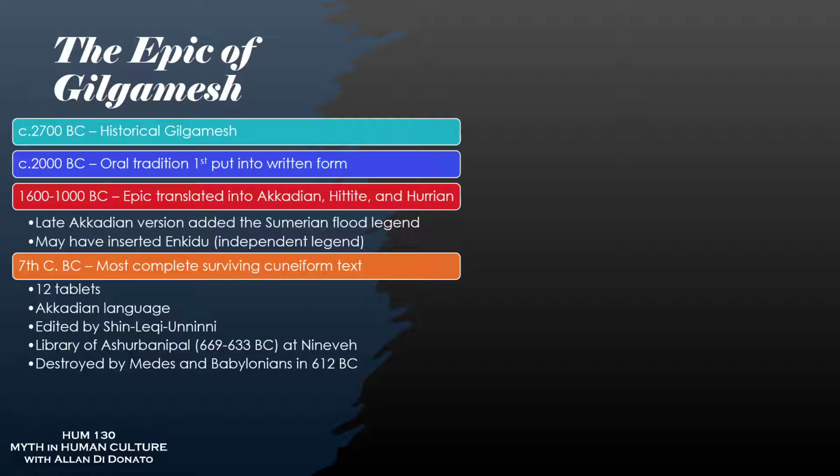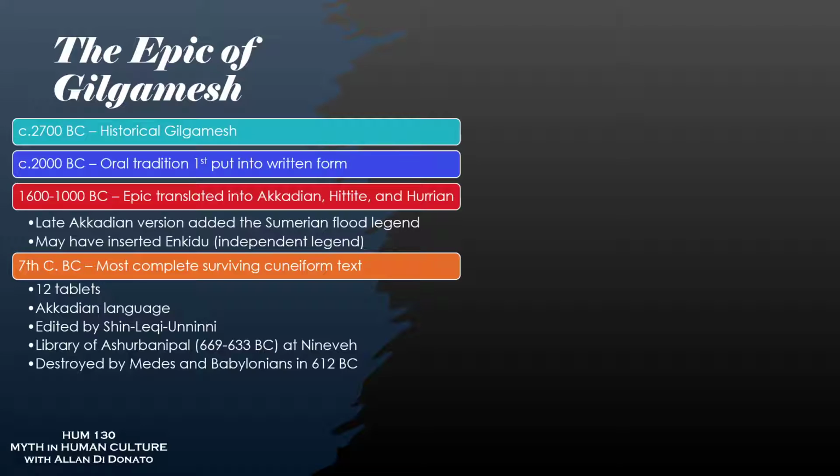Anyways, 7th century BC, as our most complete surviving documents come from the library of Ashurbanipal at Nineveh. This was a library built in the 7th century and also destroyed in the 7th century. 612, the Medes, Babylonians, Scythians, they come in, they sack the city of Nineveh, destroy the library, and thanks to this destruction, we have the preservation of the tablets. Okay, this is the Akkadian version. Shinleki Unini is a name attached to it. I don't know if he's necessarily the same as a Homer would be to the Iliad, but possibly an editor who was involved in this version.